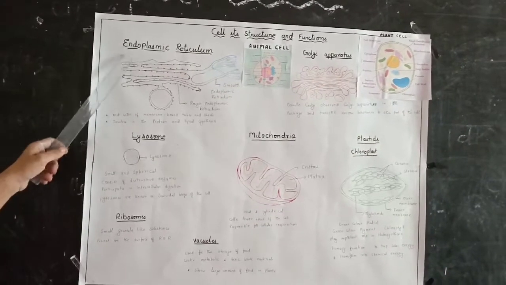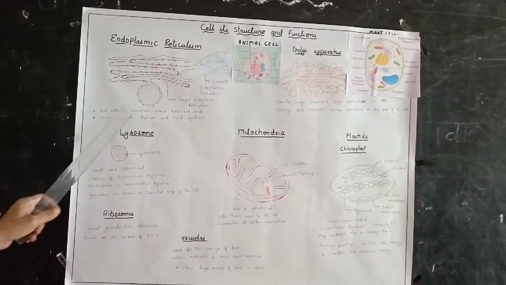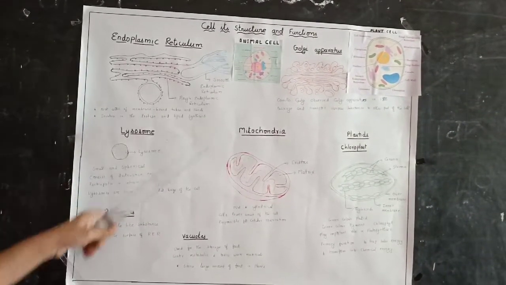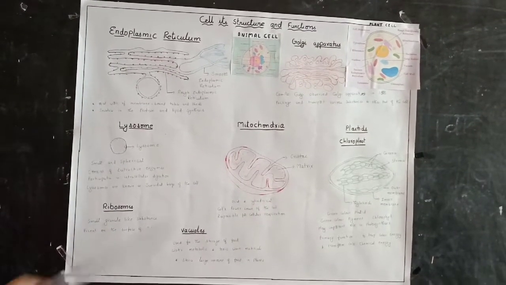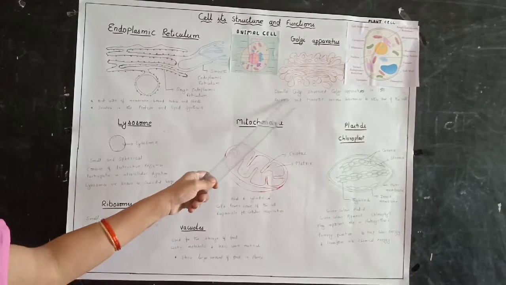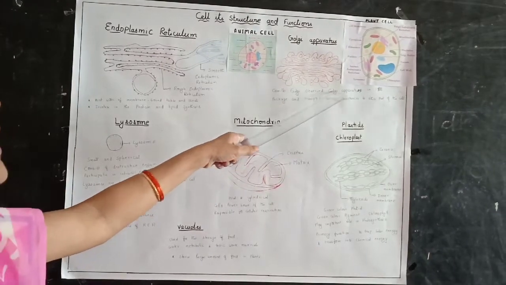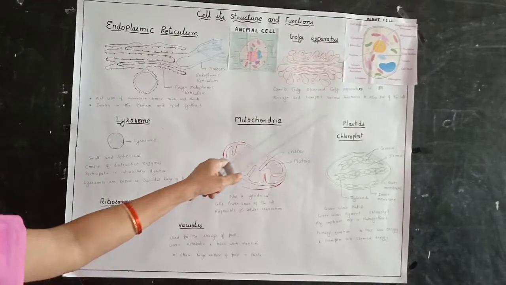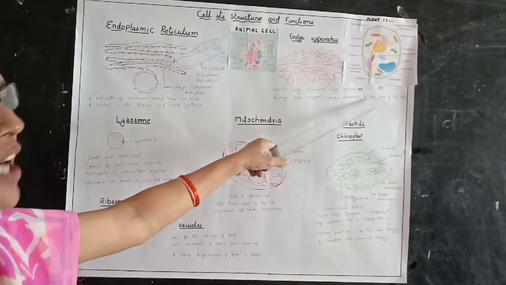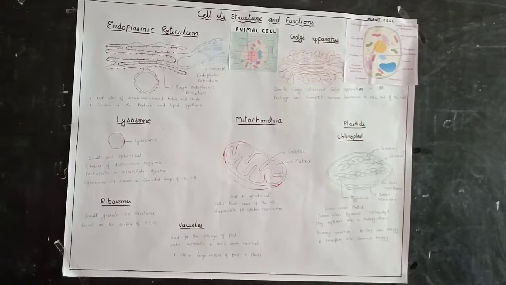Now we will recollect the endoplasmic reticulum. It is a network of membrane-bound tubes and sheets. It is involved in protein and lipid synthesis. Golgi apparatus: Camillo Golgi observed the Golgi apparatus in 1898. It packages and transports various substances to the other parts of the cell.